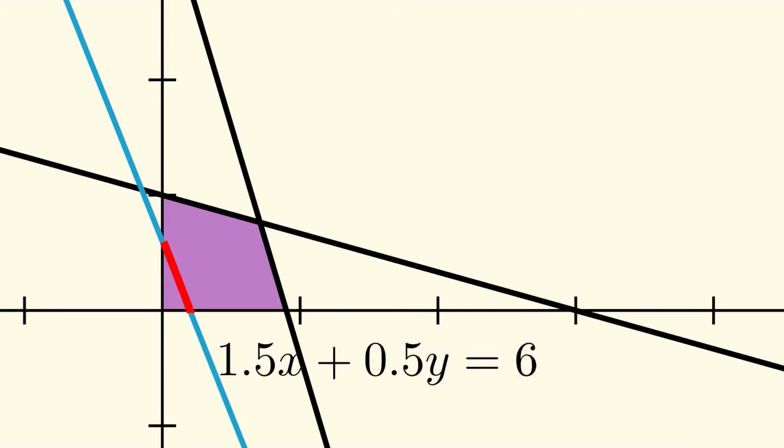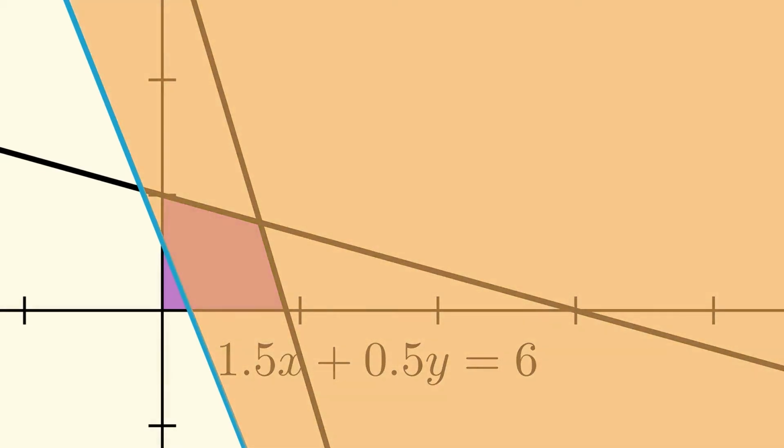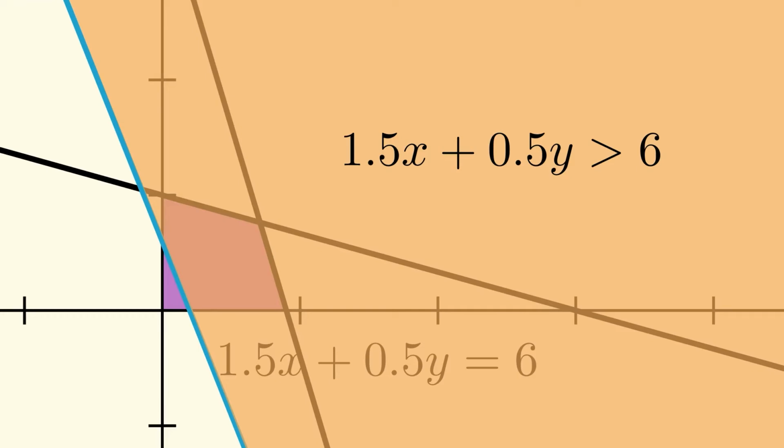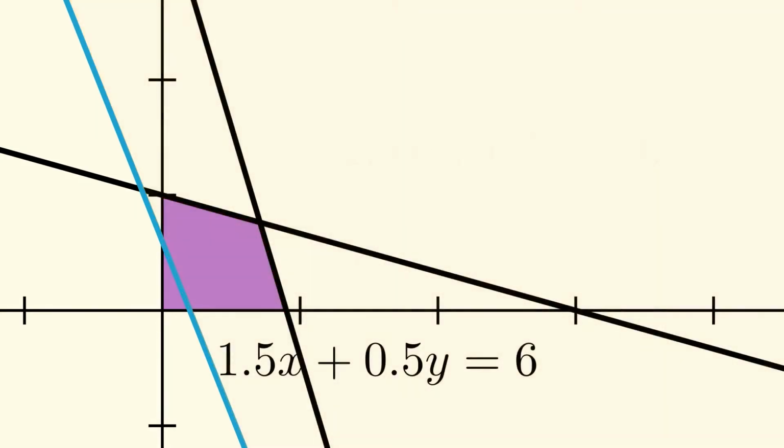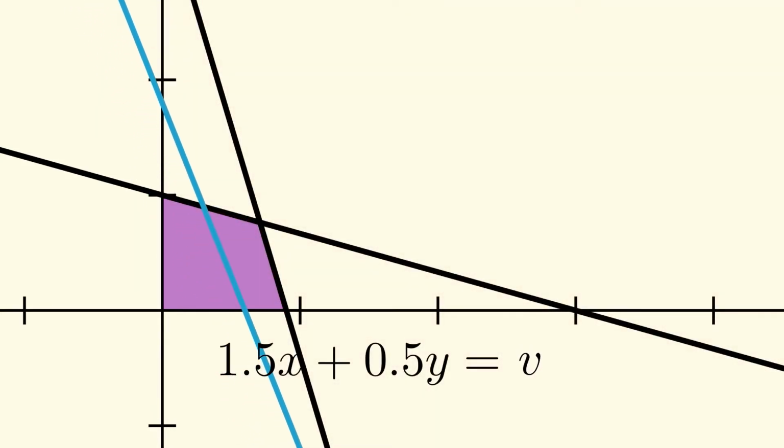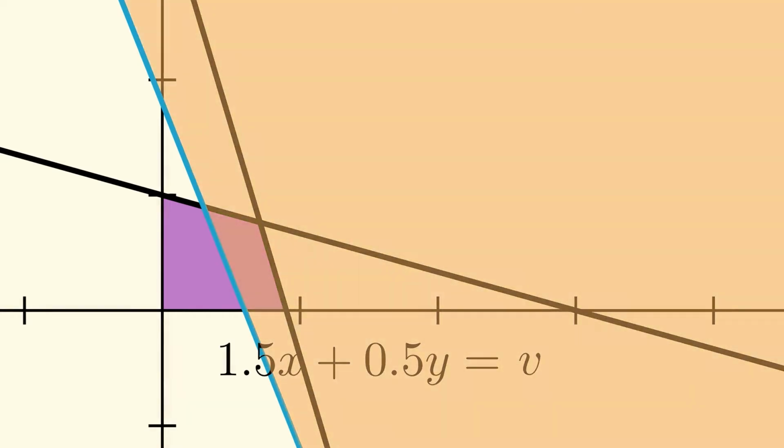Now at all the points on this line which are inside the feasible area, the objective function will be equal to 6. But more importantly, at all the points in our half plane 1.5x plus 0.5y greater than 6, which are inside the feasible area, the objective function will have a value greater than 6. So we can shift our line upwards, let's say to a point where the function evaluates to some value v. We know that v is definitely greater than 6. But as long as the line has a portion lying inside the feasible area, we can always find feasible points which give a value of the objective function greater than v.